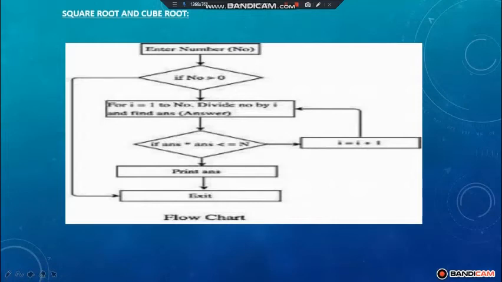In the next step the iteration value is incremented, like I equal to I plus 1, and then we get the output, print the answer, and then exit. If it does not exit, then it goes to the next step and follows the same rules as done earlier. If n is less than 0, then the process automatically goes to exit. This is the flowchart explanation of square root and cube root.